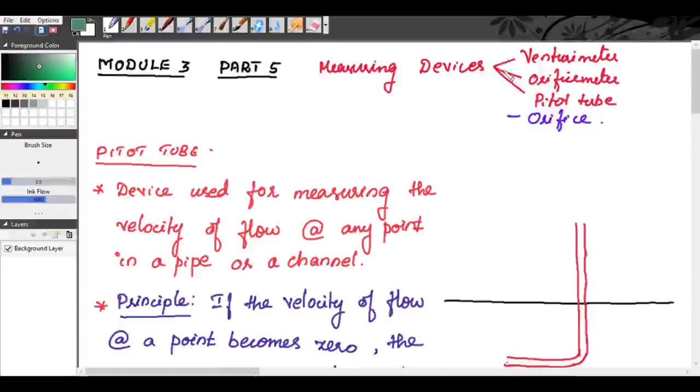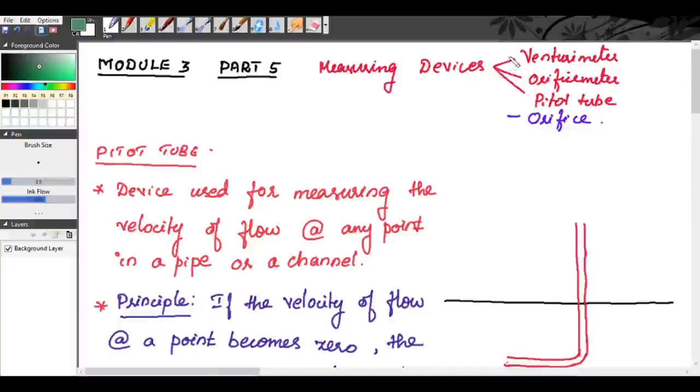In the last class I told you orifice is a measuring device. Actually, orifice is not a measuring device, it is a part of your tank, the part of the tank where the water or liquid is flowing. Venturi meter, orifice meter and pitot tube are measuring devices. They are external devices used for measuring the velocity of a flow or rate of flow.